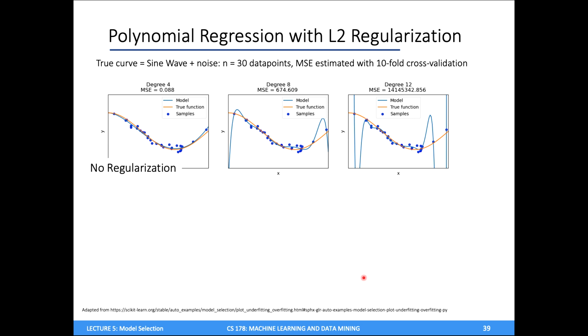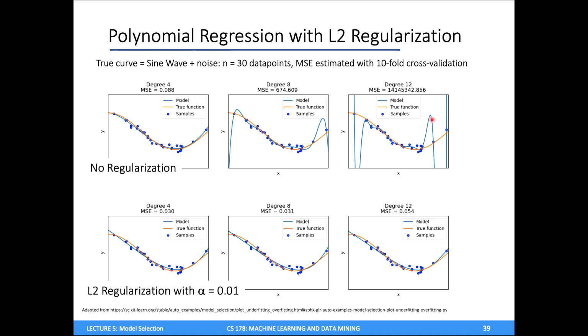Okay, let's see a couple of examples of what happens if you use regularization with regression. Let's say we have some true function, some sine wave plus some noise. We have only 30 data points, and we're using mean squared error estimated with 10-fold cross-validation. The orange curve in each of these plots is the true function that we're trying to model. The blue curves are the curves learned by a polynomial regression model of degree 4, 8, or 12. With no regularization, we see that clearly this degree 12 polynomial is overfitting. We've got a very complex fit to this data, and it doesn't match the true orange curve.